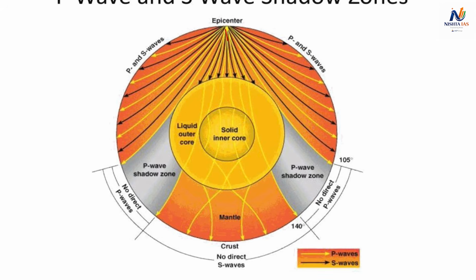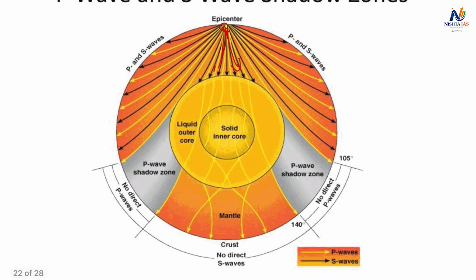And now, coming to the same concept, here we have the P wave and S wave shadow zone. Friends, we all know that P waves are the longitudinal waves, and these longitudinal waves are born at the epicenter, from the earthquake zone, and then they travel all around the earth. They pass through the earth's crust, which is solid, and as and when they enter the mantle, which is in the liquid state, the P waves travel through the liquid, but they get deflected.